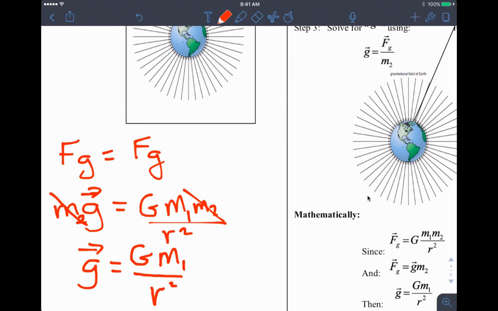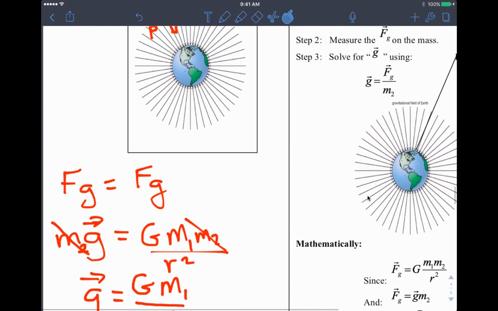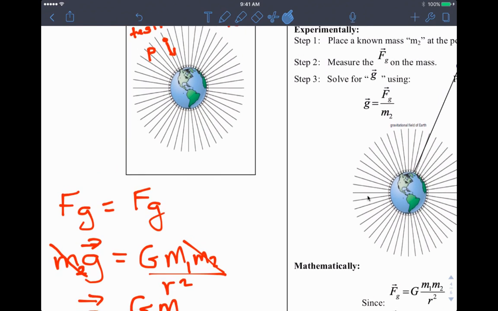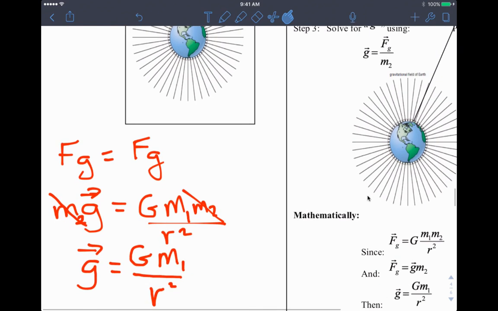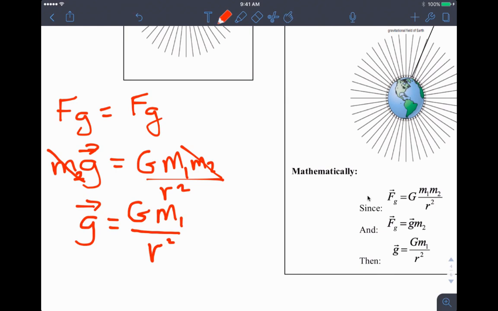And that distance r is the distance from the center of M1 out to that point in space. So that way, when we're calculating the gravitational field strength, you don't need a second mass out at that position. You just need to know the distance away from the big mass, M1, and you can calculate what we're calling gravitational field strength. Now, what's worth noting here is that gravitational field strength is measured in newtons per kilogram.